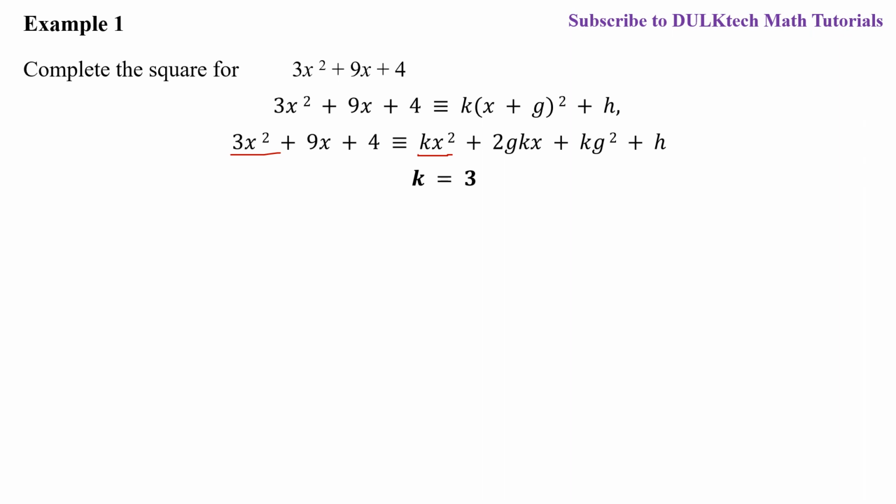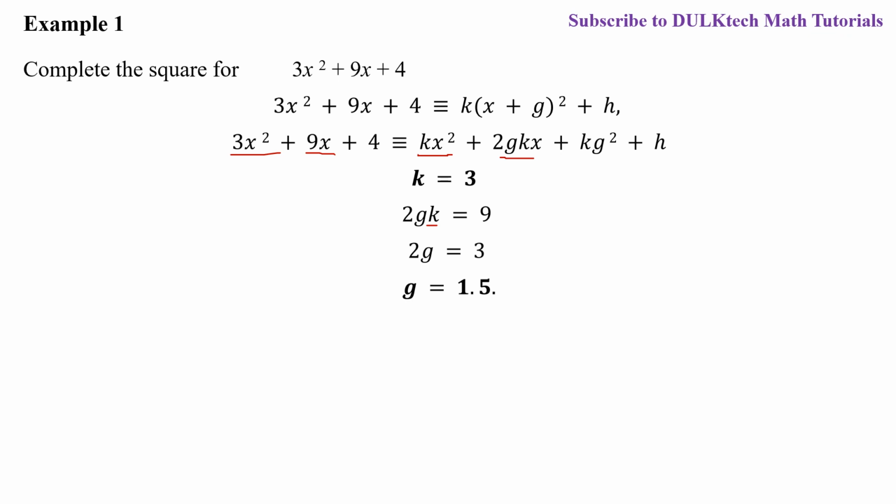Done with k. Let's move on to the coefficient of x. The coefficient of x on the right hand side is 2gk, and on the left side it is 9. We are going to solve for g since we already have the value of k. K is 3, so we substitute 3 here, then we divide by 3 both sides. We remain with 2g is equal to 3 after dividing by 3, because k is 3. Now dividing both sides by 2, g is equal to 3 over 2, which is 1.5.